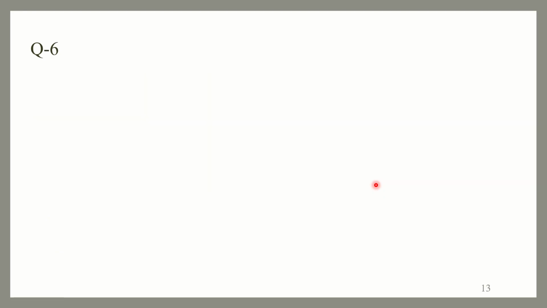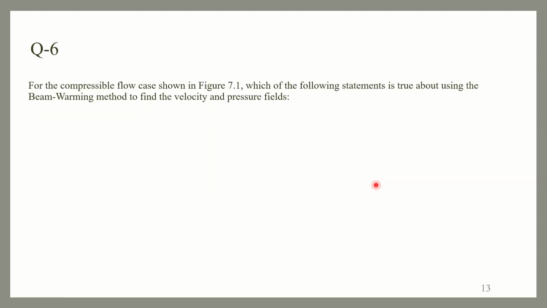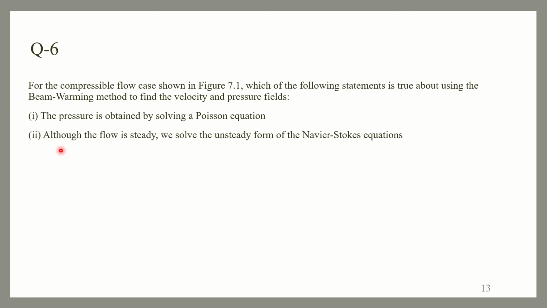Now we are moving on to question 6. In question 6, it is mentioned that for the compressible flow case shown in figure 7.1, which of the following statements is true about the Beam-Warming method to find the velocity and pressure fields? Pressure is obtained by solving a Poisson equation. Although the flow is steady, we solve the unsteady form of the Navier-Stokes equation. Solution of the energy equation, since we require only pressure and velocity.